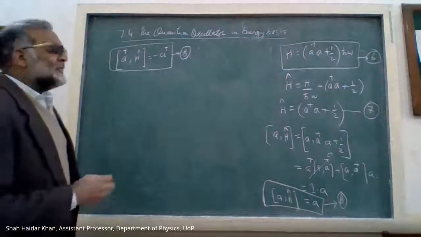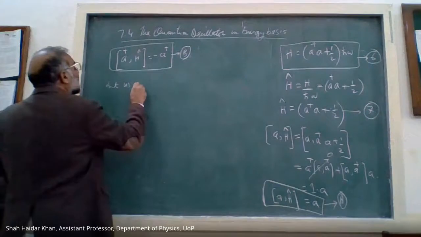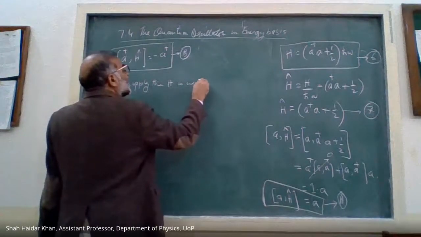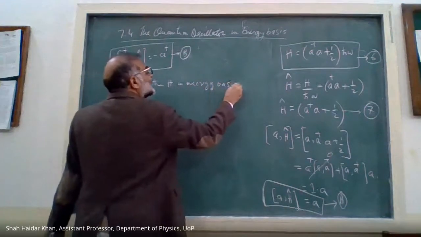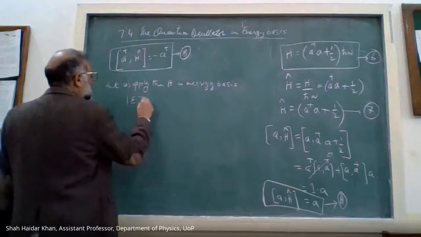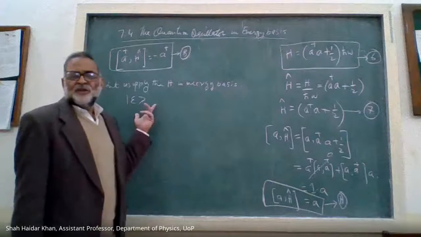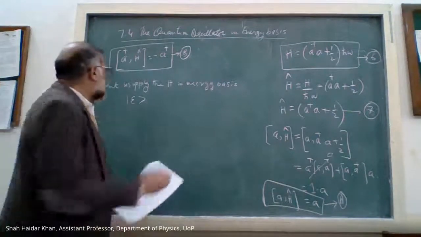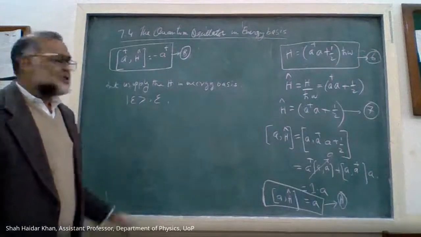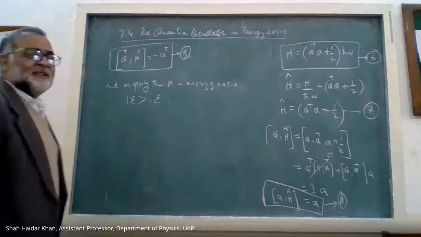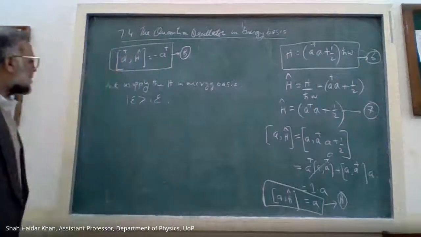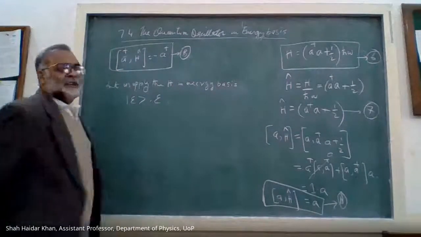Let us apply the Hamiltonian in the energy basis, where there are kets like this. This basis consists of kets E with eigenvalue, suppose, epsilon. Epsilon is the eigenvalue, and this is the ket which forms the energy basis. But remember, you have to learn by heart chapter number one. Learn by heart chapter number one. That is very important.